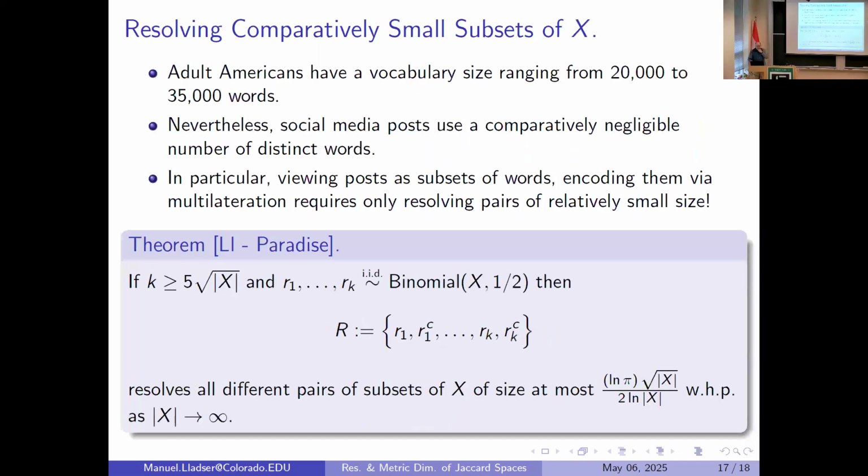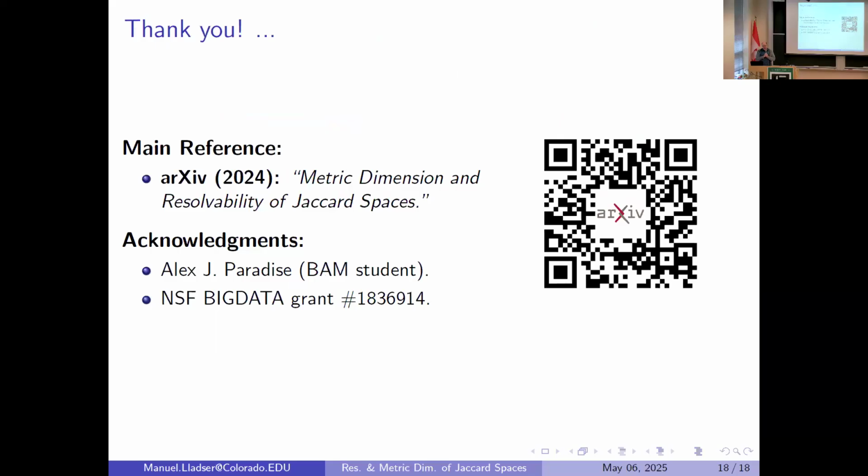So we ask the question, if I restrict the size of the subset of X, how many landmarks do I need to distinguish those sets? And we realize that as long as we choose K at least of order the square root of X, this set that now uses the complements of the landmarks resolves all possible pairs up to size square root of X over ln of X. And that gives us a practical problem to start trying to apply this in social media settings, as a way to represent information.